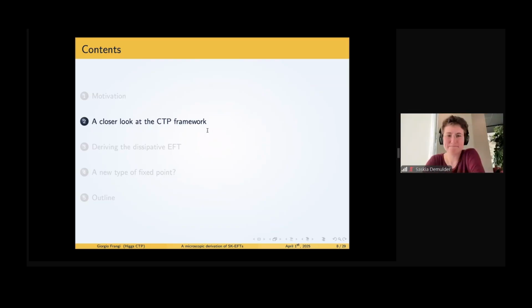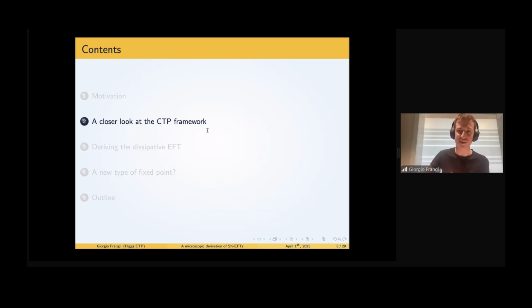Yeah. All right. So before we get to the actual part where I tell you what the new results are, let's take a step back. Just have a brief review of how the closed time path formalism in QFT works.